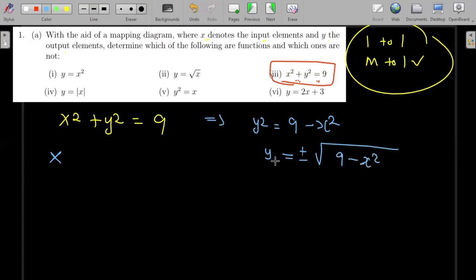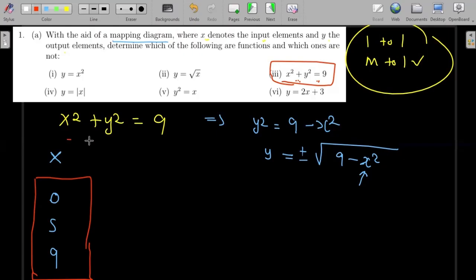So we see here that for each value of x, I'm going to have two values of y, because one will be positive and the other will be negative. So already that tells me that this is not a function. But I want to show it using the mapping diagram. For the x values, I'm going to pick 0, 5, and 9. I'm very strategic in how I'm picking these values. This is my set x, and I'm going to use this relation to find the values of y. This is my y.